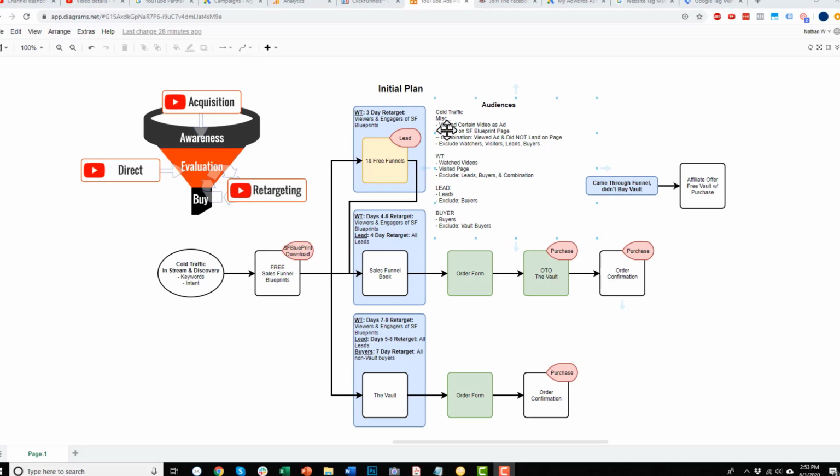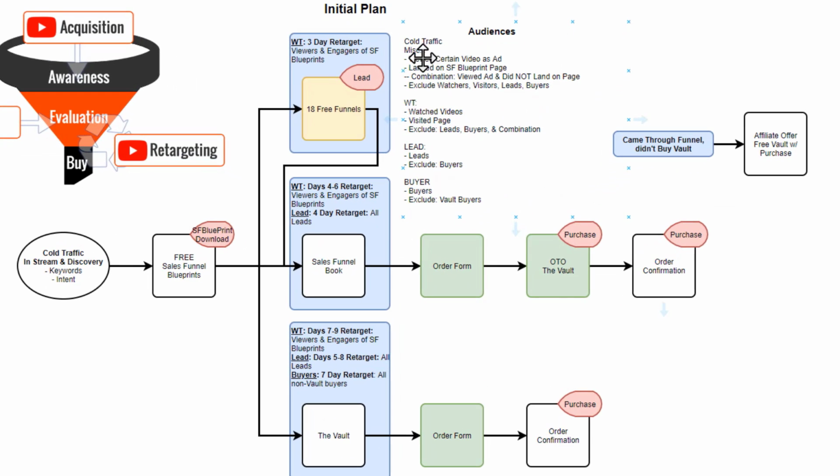So I just wrote a couple notes up here. I have my miscellaneous: viewed certain video as ad, landed on sales funnel blueprint page, and then a combination of viewed ad and did not land on the page. So they saw my ad over here, but they did not click over to see my sales funnel blueprint.